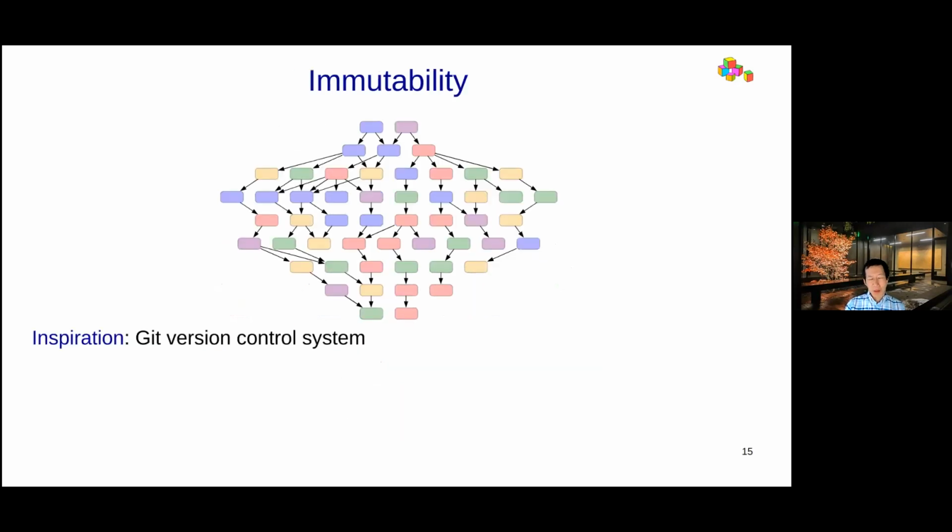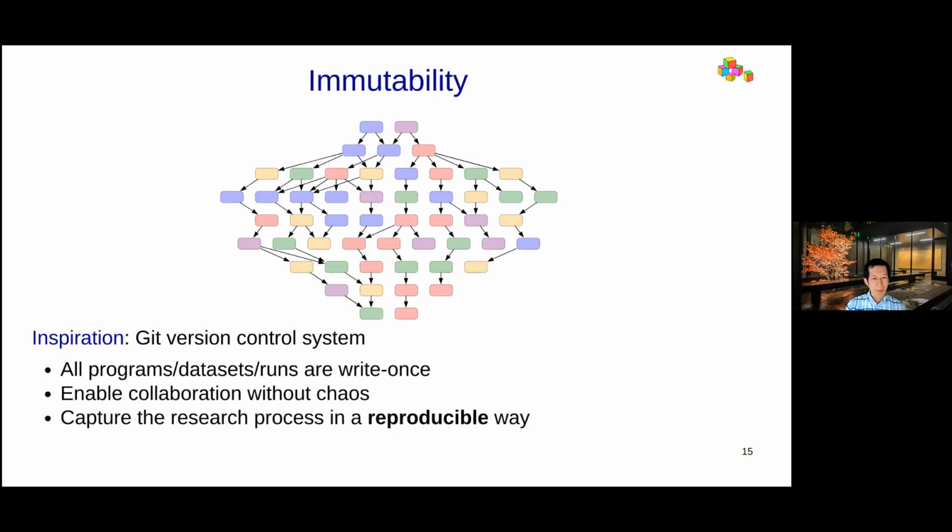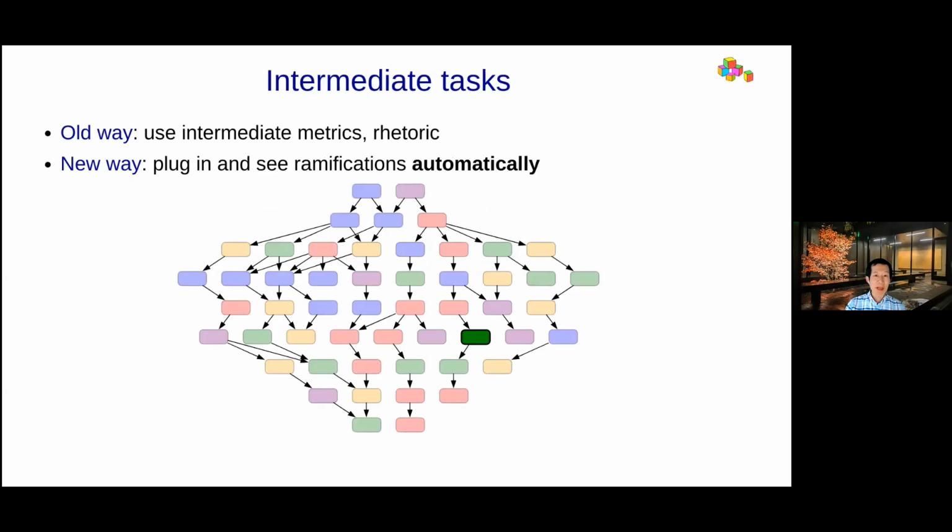So one slight correction is that we don't actually modify anything, because then it would be kind of crazy. Things are actually immutable, and the inspiration here is Git version control. So all these programs, data sets, and runs are write once. You create a bundle, it's immutable, it doesn't change. And this enables collaboration without chaos because you're only adding to this graph. This captures the research process in a reproducible way. So Mimic was implemented by creating a second copy and not replacing the old one, but just creating a copy.